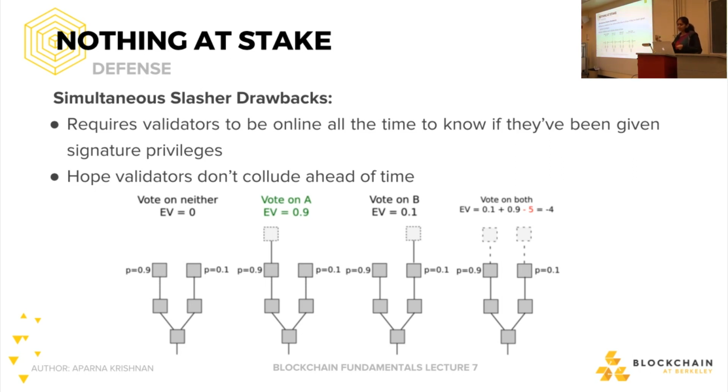So here's an example of how the simultaneous slasher works. The expected value of a validator to mine on just chain A is 0.9, and the expected value of mining on just chain B is 0.1. But the expected value of simultaneously creating a block on both chain A and chain B costs the validator -4 ether or -4 tokens. So it's a way to disincentivize simultaneous signing.